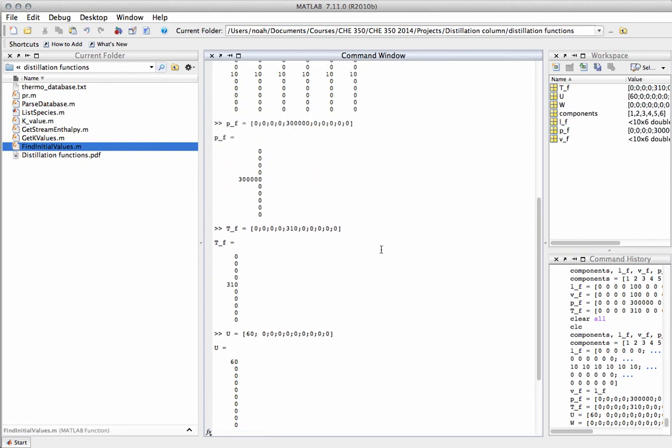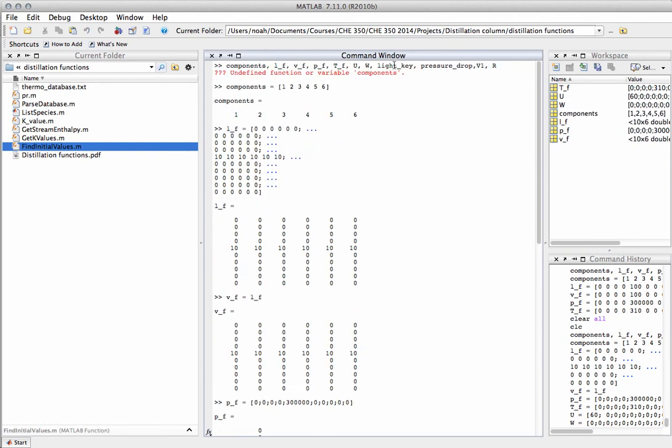Okay. And then what else? I need to identify the light key. I need to say what the pressure drop is at every stage. I need to say what the vapor phase flow rate leaving the condenser is, and I need to say what the reflux ratio is. Okay, so I'll give you the light key.